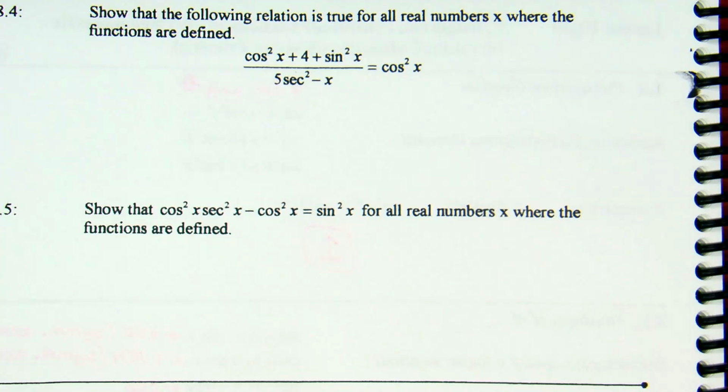Show that the following relation is true for all real numbers x where the functions are defined. So basically, again, we are talking prove it. So cosine squared x plus sine squared x, all over 5 secant squared of negative x, is supposedly equal to cosine squared x. Any thoughts of where you want to begin?